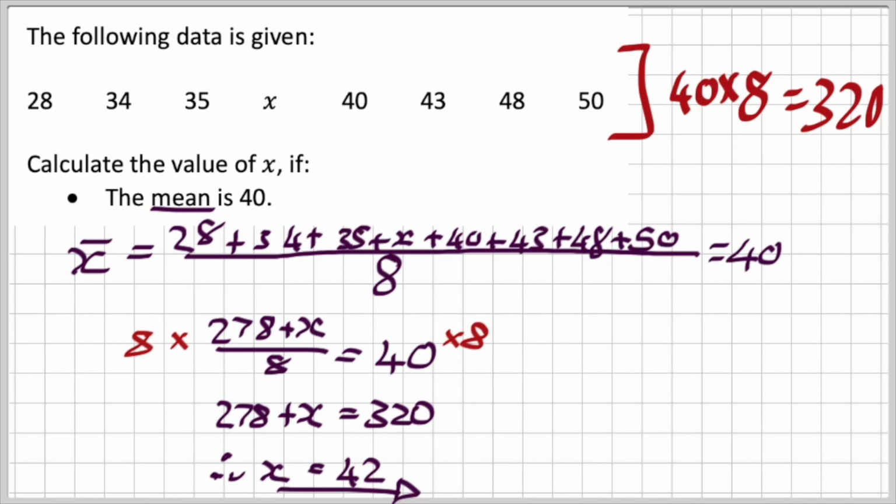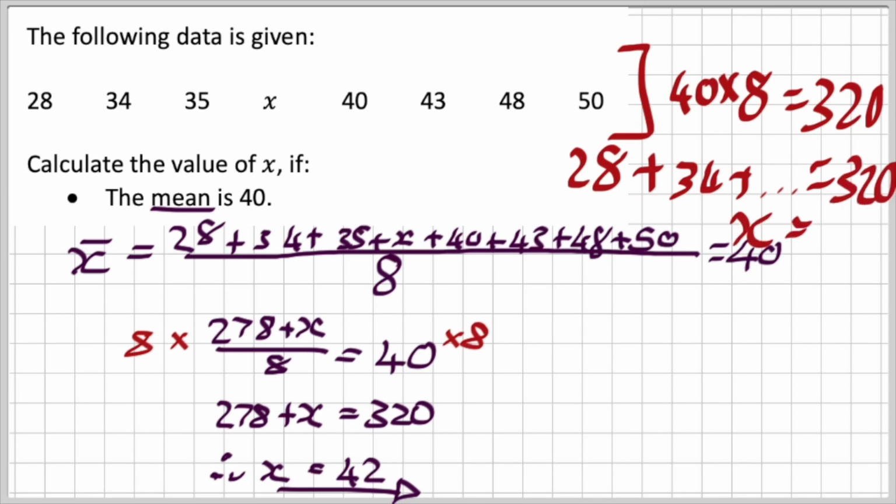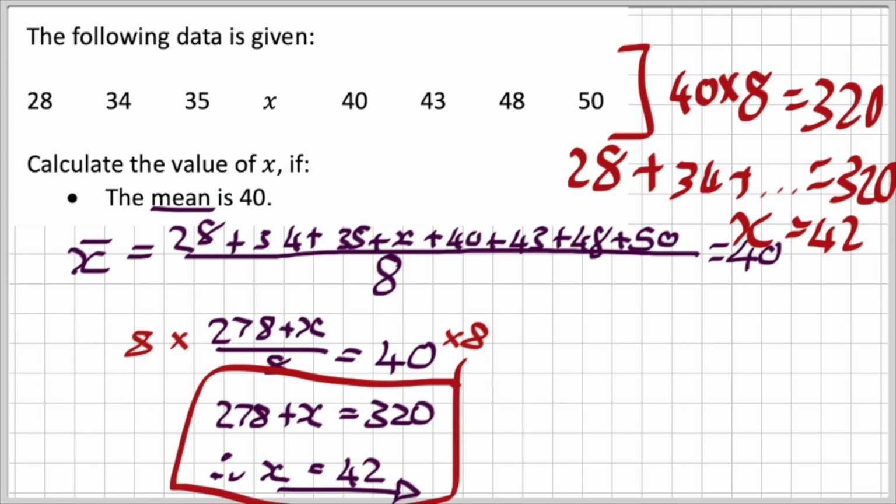So in other words, 28, let me get my writing tools right, plus 34, plus blah, blah, blah, blah, must add up to 320. So x must be 42. But that's exactly what we got there. So, different approach, but the same answer.